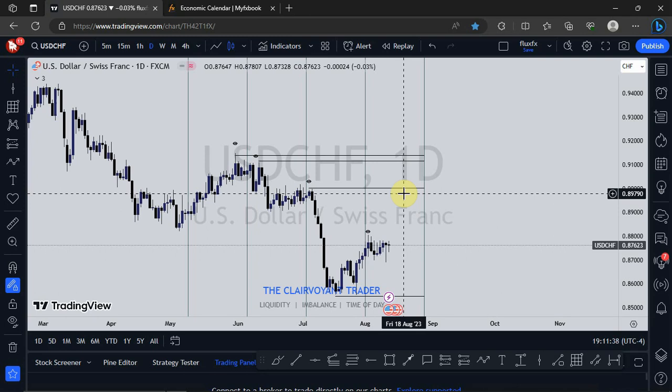All right, with a good correlation analysis, and this is something I don't leave behind. I'm always working on my correlation analysis for me to be able to get the right pair or the right market to be in at the right time.